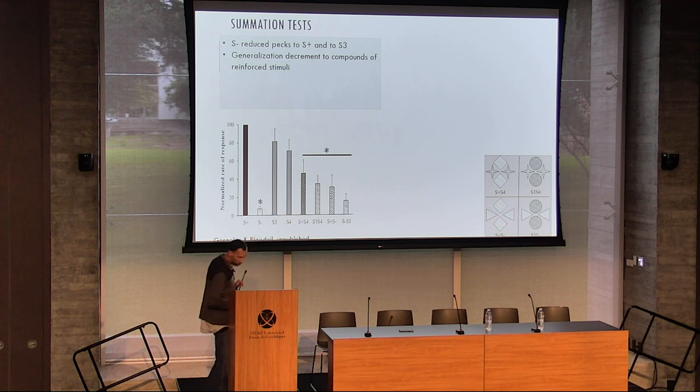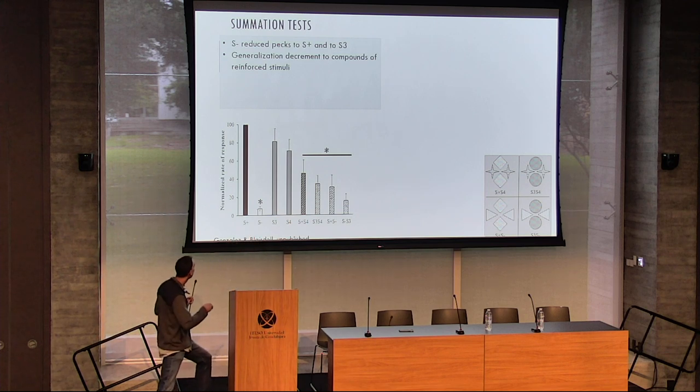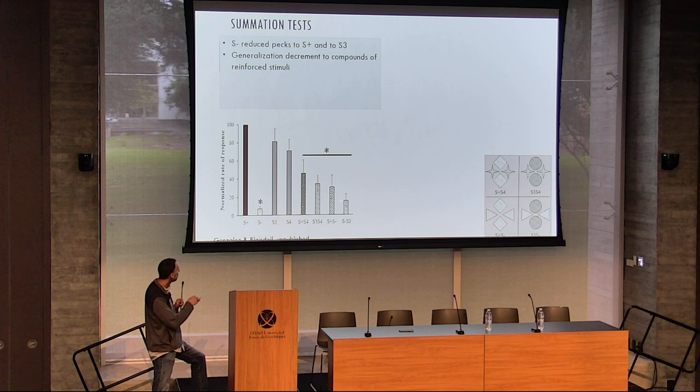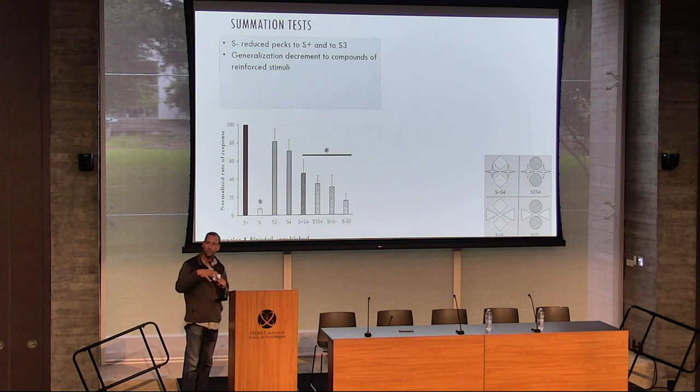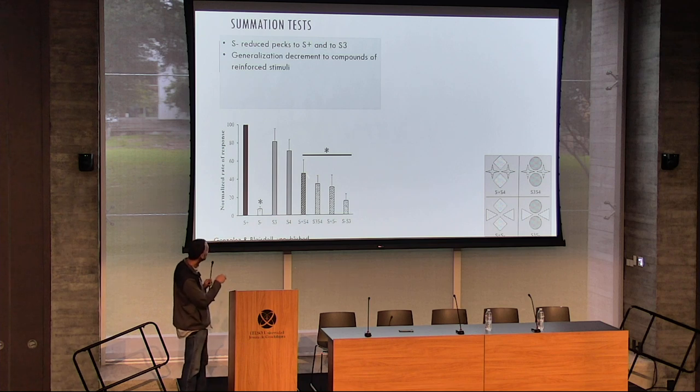We also then look at the summation tests. And here again, the lowest responses were to the S minus, the trials where S minus was presented with S plus or with S3. And they were significantly below responding to S plus. We also now, for some reason, even though this part of the testing was identical to before, seem to be seeing some generalization decrement as well.